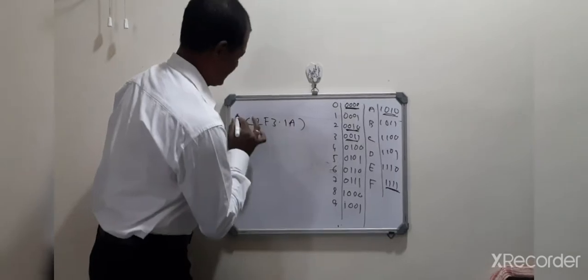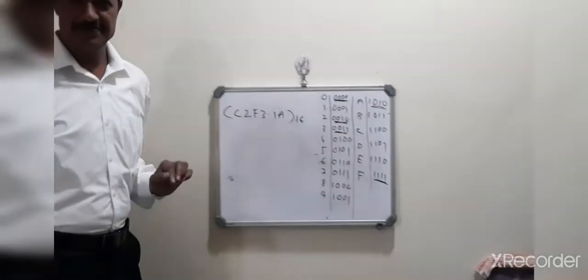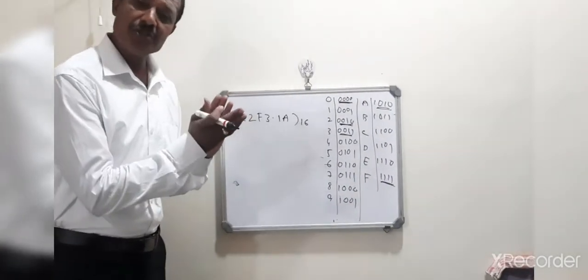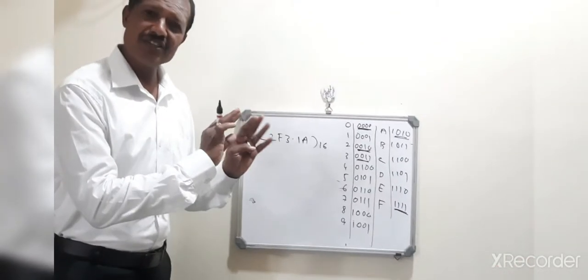C2F3.1A. So it is a hexadecimal number. For converting hexadecimal to binary, you can take right to left or left to right.